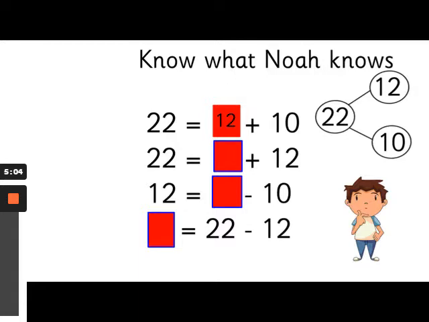Well done if you got 12. That's the correct answer. 22 equals 12 add 10. It doesn't matter if the answer comes at the start or at the end. It's still going to be the same answer.